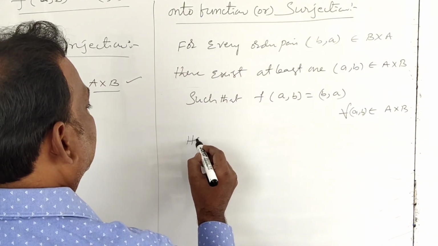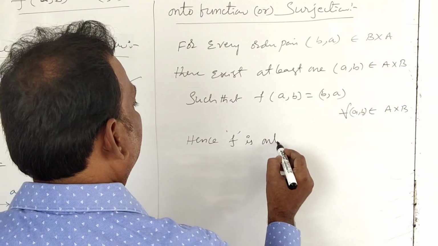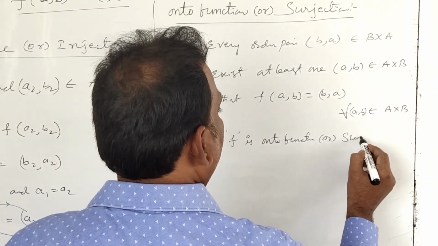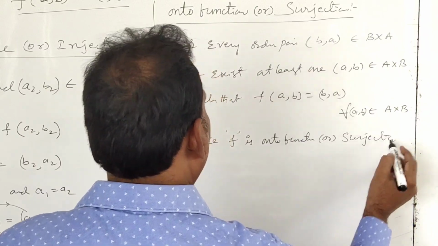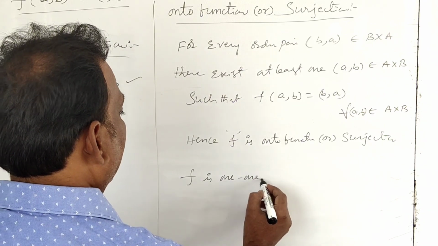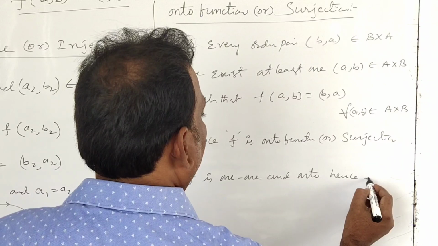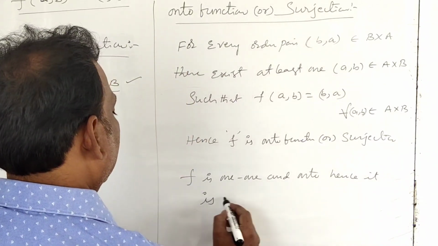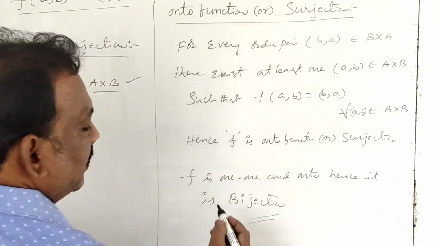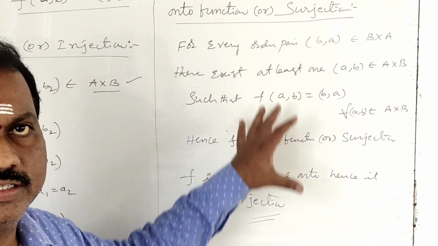Hence f is an onto function or surjection. So it satisfied both, students. f is 1-1 and onto, hence it is a bijection. Correct, students? So we proved it is a bijection. I think you understood this, right?